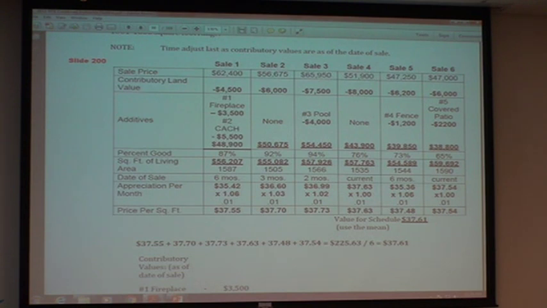Let's shut it down for lunch. I got 11:29, come back at 12:45. We'll pick up problems 15, 16, and 17 before we go to the cost approach, okay?